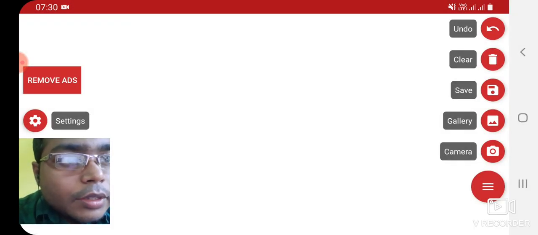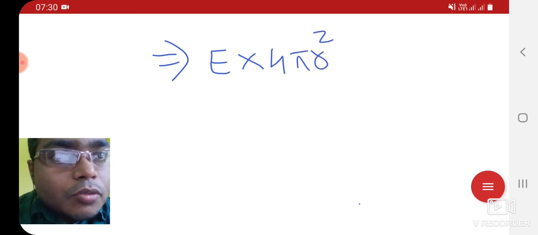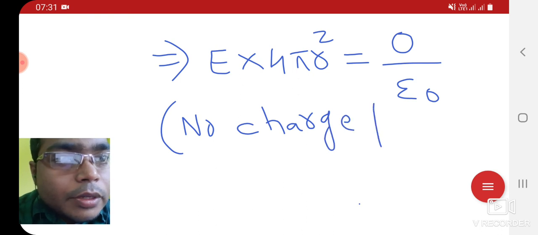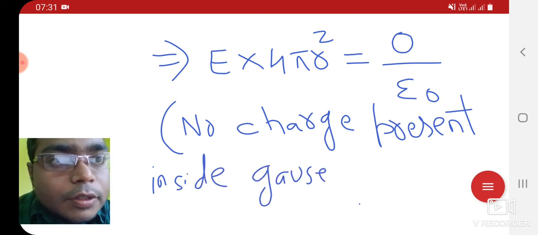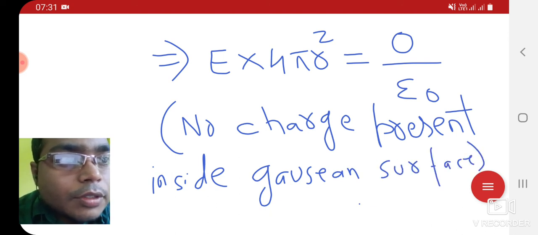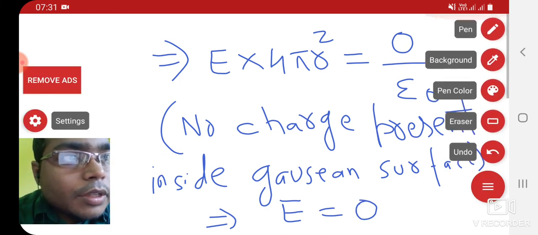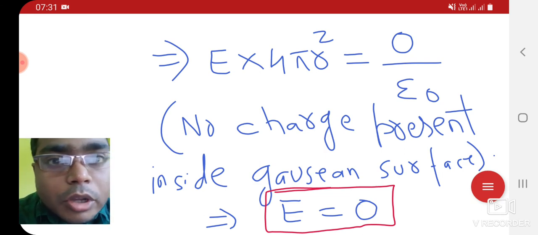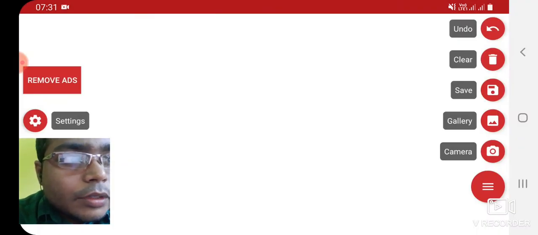Now in this case, there is no charge, that means electric field times the area, that is 4 pi r square, equals 0 upon epsilon naught. Why is it 0? Because no charge is present inside the Gaussian surface. So what will be the final result? The electric field is equal to 0. This will be the expression for electric field at a point inside the spherical shell. Since there is no charge present inside the Gaussian surface, the electric field will be 0.